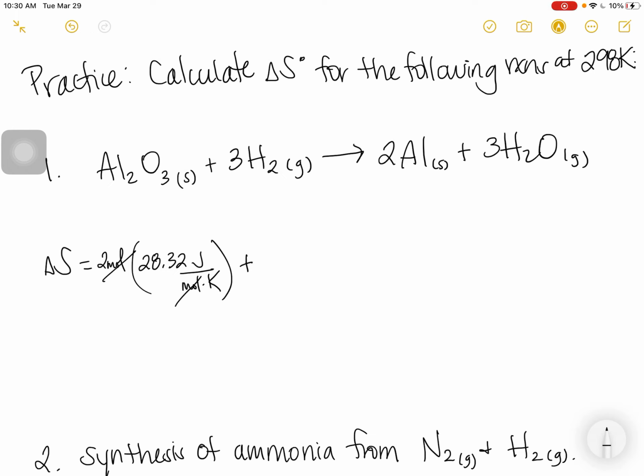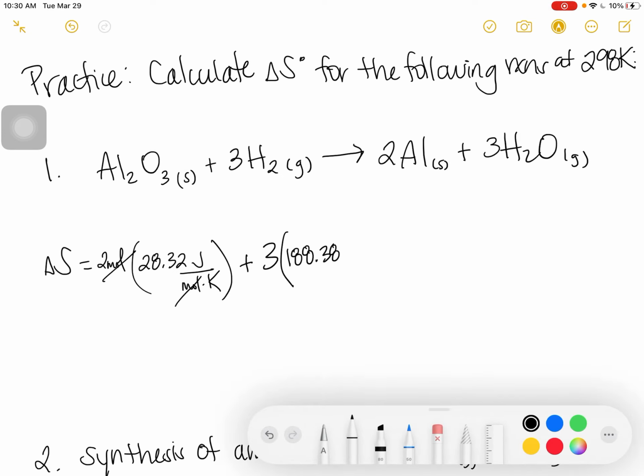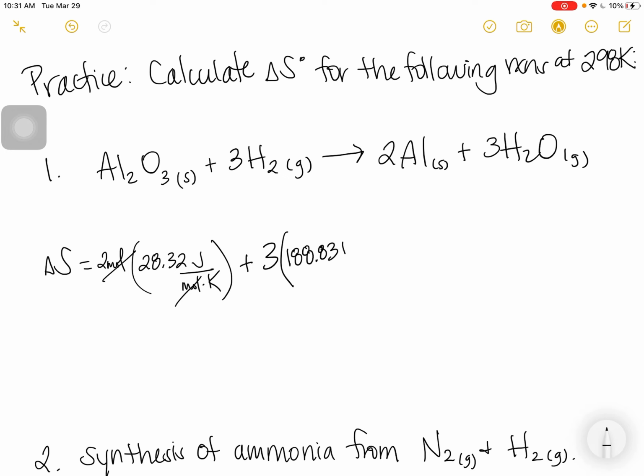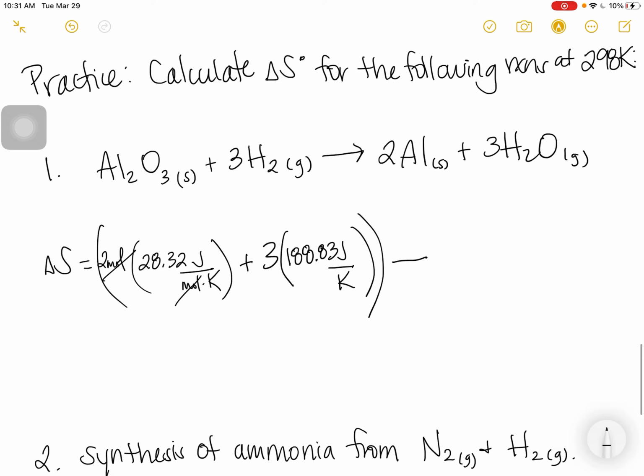So that's my 2 aluminums, but then I need to account for my H2O. Being careful to remember that the state of matter matters, right? I have to account for that, and I have to make sure I'm reading the correct S value from my chart. So I have 3 of them, and the water vapor is 188.83. Again, joules per mole times Kelvin, but since I'm multiplying by the 3, I'm just going to go ahead and reduce my unit. That is all my products, and then I'm going to subtract my reactants from that number, sorry.